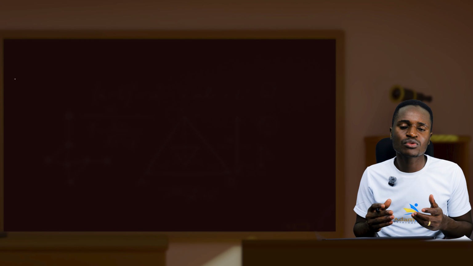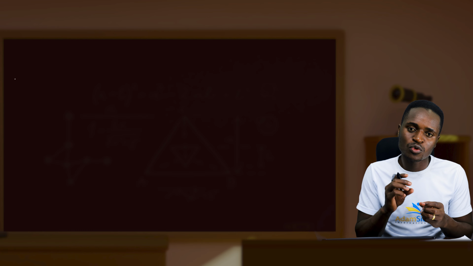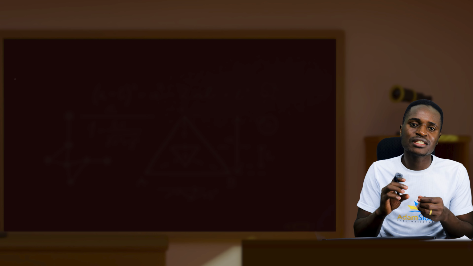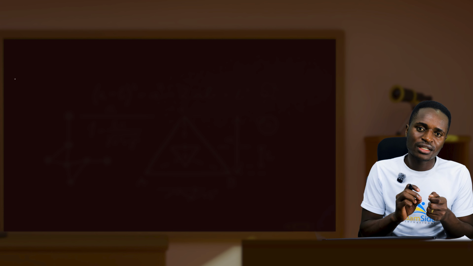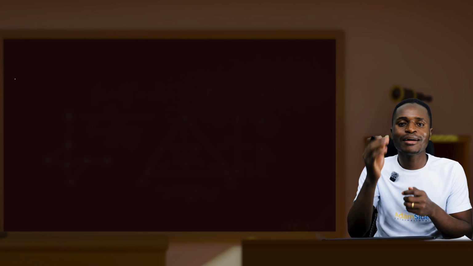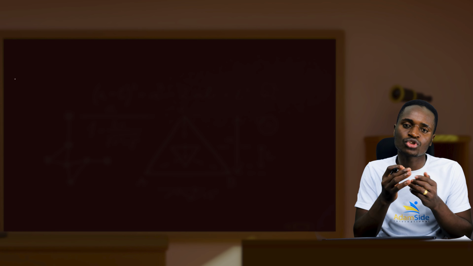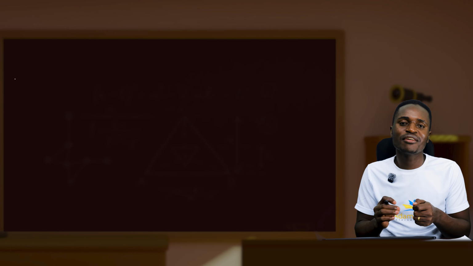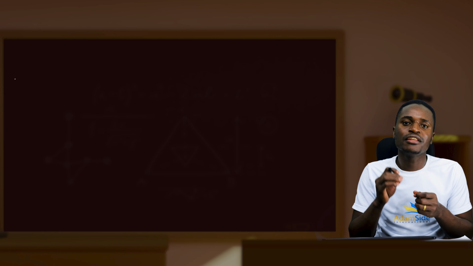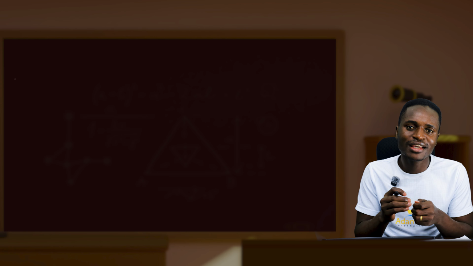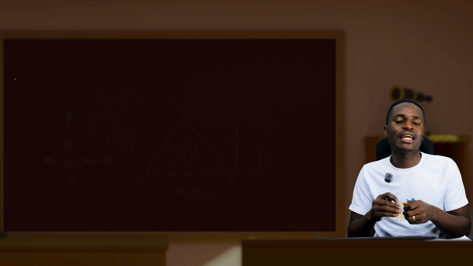So what happens when you underestimate or overestimate? Sometimes you might use a smaller number different from the actual number, or you might use a bigger number greater than the actual number. If you use a smaller number, it means you have underestimated. And if you use a bigger number more than the actual number given, it means you have overestimated.